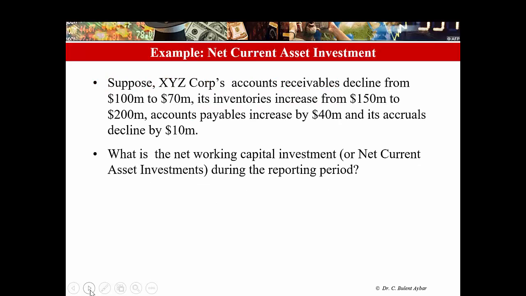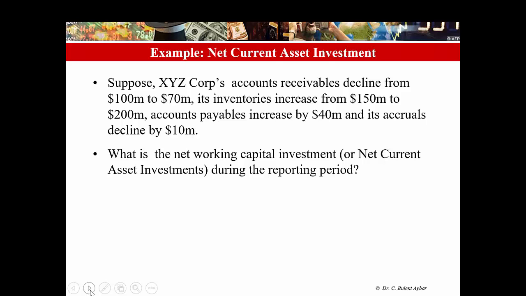Let's look at this example to estimate the net current asset investments. Let's say XYZ Corporation experiences a decline in its accounts receivables from $100 million to $70 million.